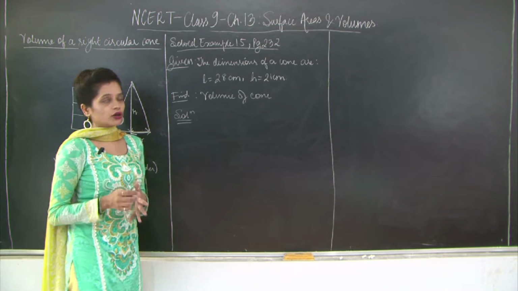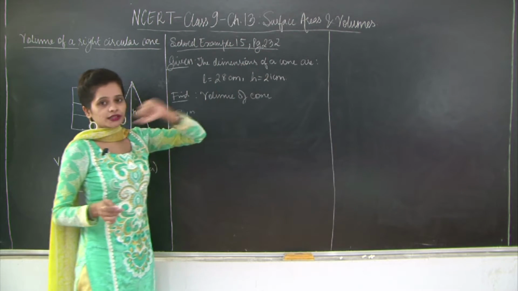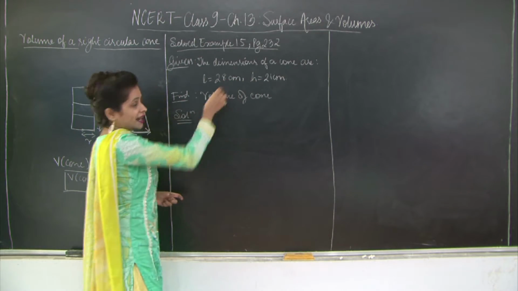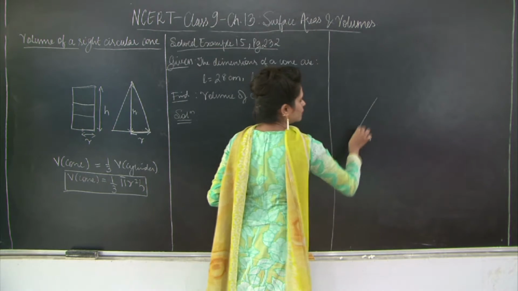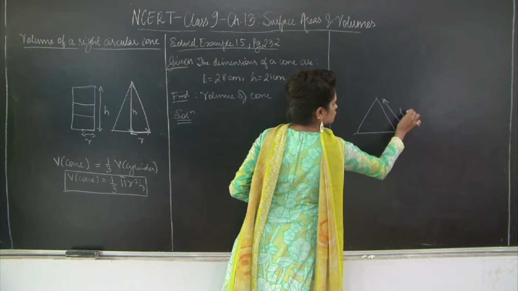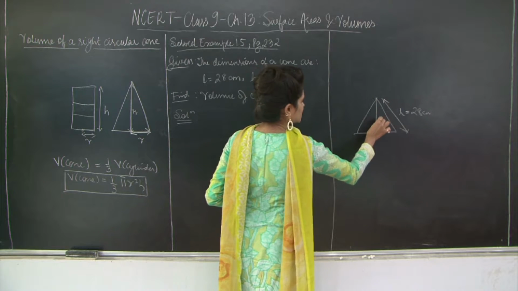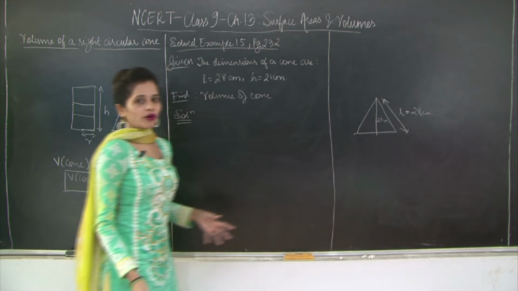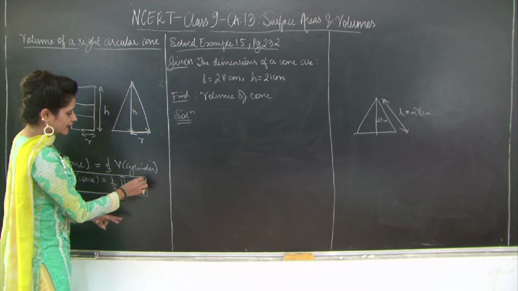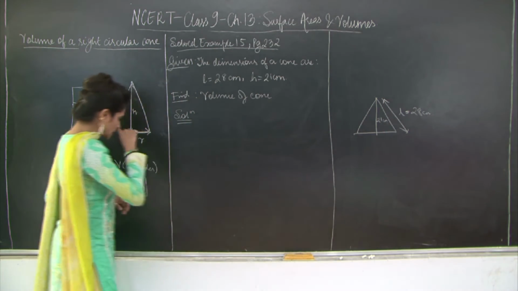So now let's take a look at a solved example, solved example number 15 on page 232. It states that the dimensions of a cone are: suppose this is the cone, the slant height l is equal to 28 centimeters and the perpendicular height is 21 centimeters. We need to find the volume of the cone. So the volume of the cone we know is 1/3 pi r square h. We already have this value h, right? We need to find the radius.